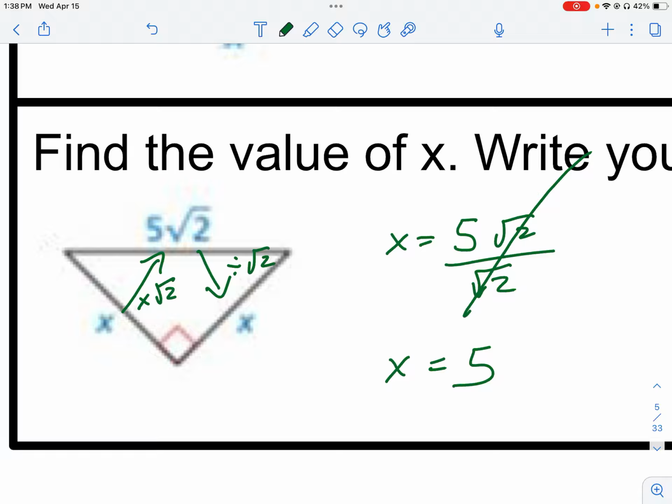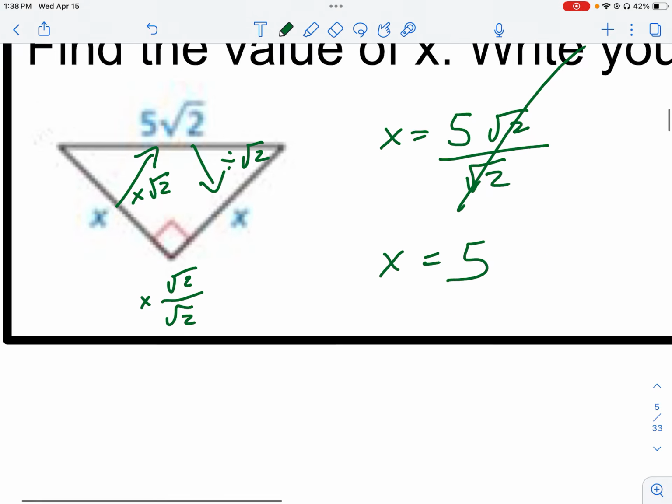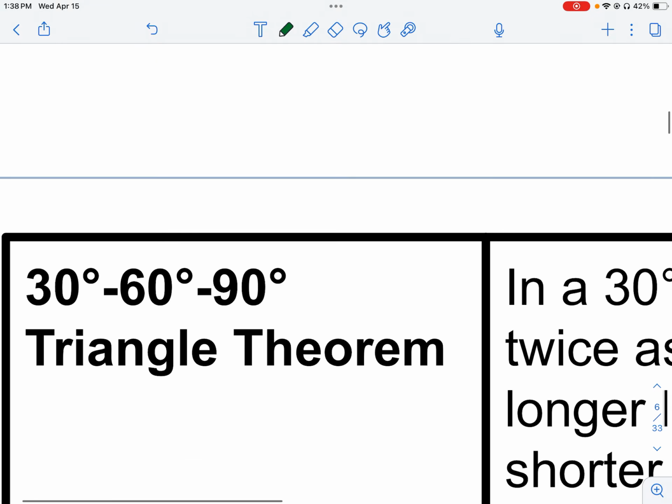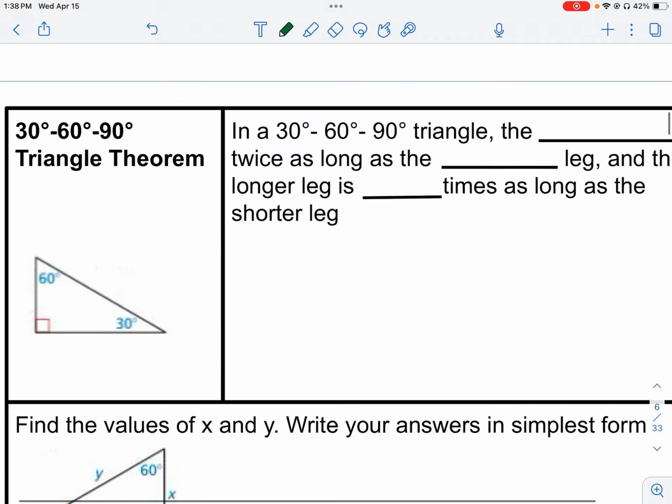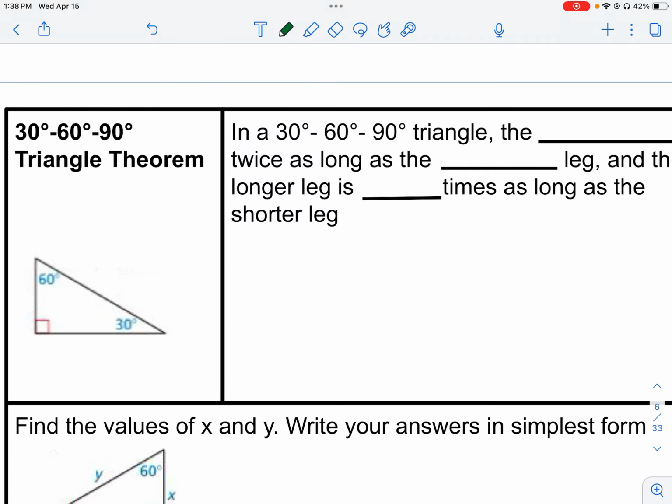Now, it doesn't always work out that way, that's okay, but we know we can't leave the radical in the denominator, so we're going to multiply by radical 2 over radical 2, because any number over itself is 1. We don't change the value, and we get that radical out of the denominator. So that's our 45-45-90. Now let's look at our 30-60-90 triangle.